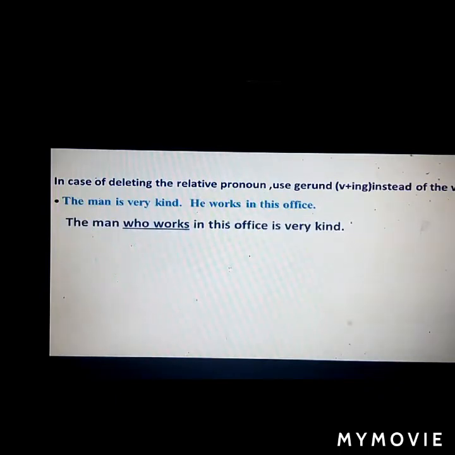In case of deleting the relative pronoun use gerund لو verb plus ing instead of the verb. عايز احذف relative pronoun لازم استخدم مكانه verb plus ing or gerund. The man is very kind. He works in this office. The man who works in this office is very kind. أشيل بقى who works تبقى the man working in this office is very kind.